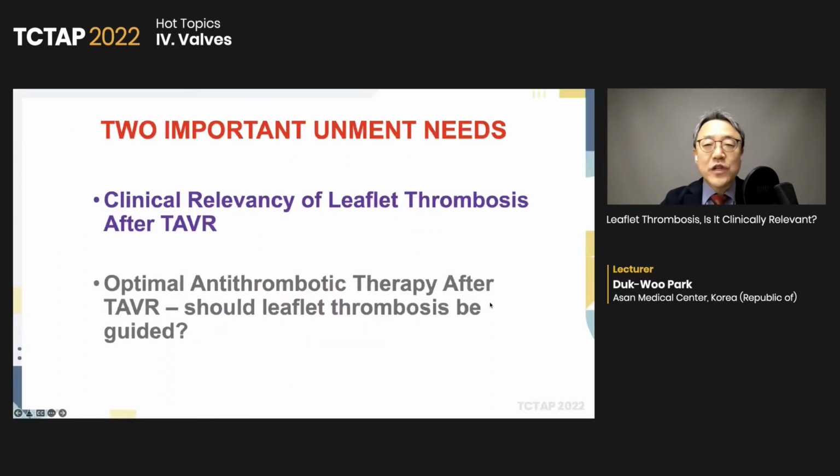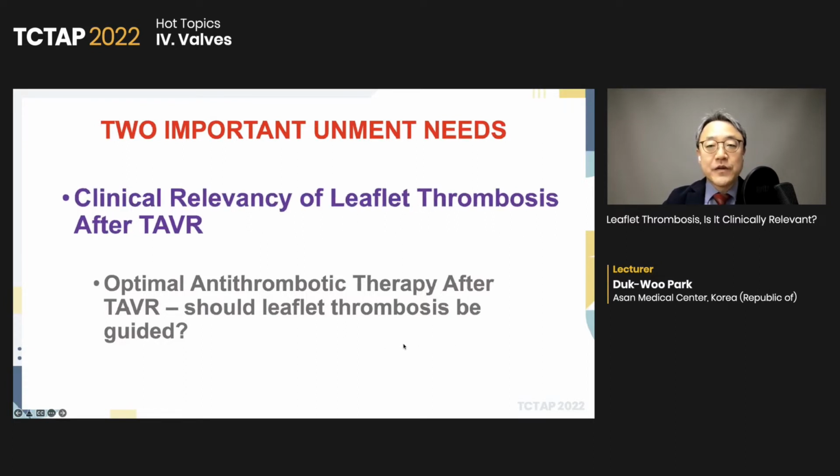There are two important unmet needs regarding valve leaflet thrombosis. First, the clinical relevance of leaflet thrombosis after TAVR, and second, the optimal antithrombotic therapy after TAVR. Should leaflet thrombosis be guided?